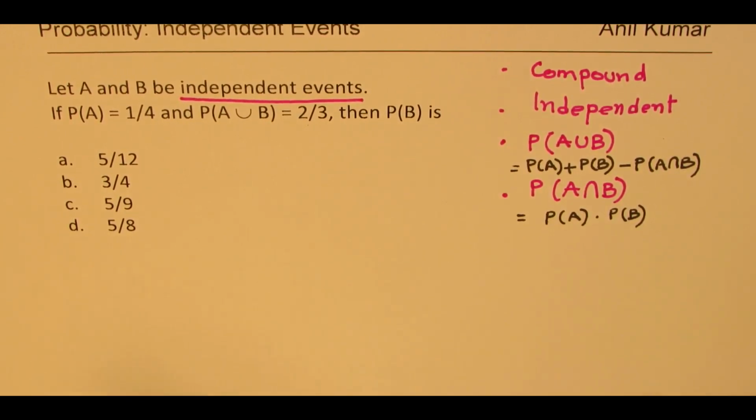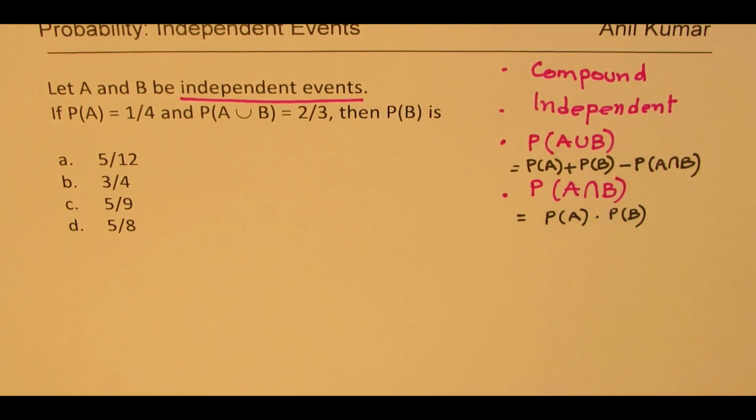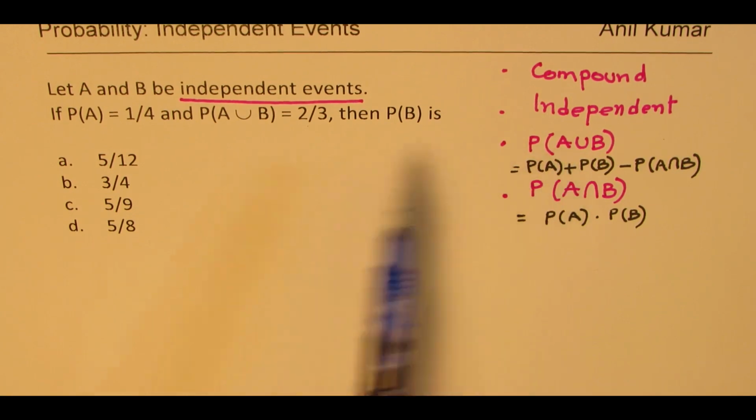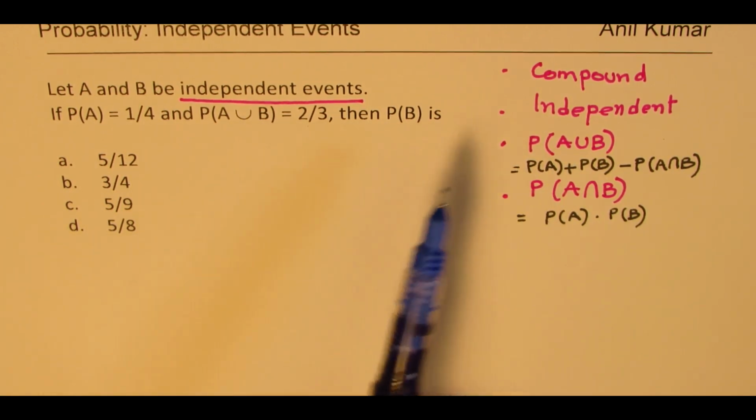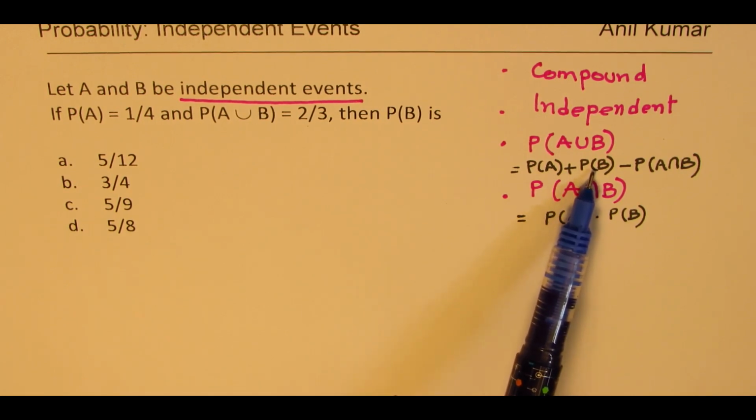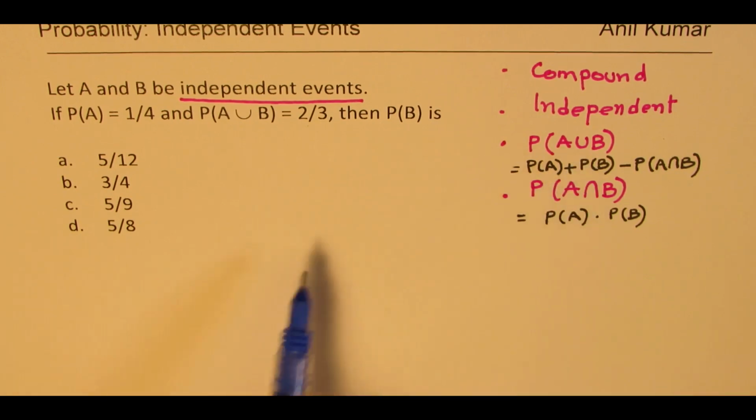Now in the given situation, we need to find the probability of B. I think these equations should help you to figure it out. So you can pause the video at this stage, write down the answer, and then look into my suggestions. So we could start with this particular equation. We are given probability of A union B, right? We are given probability of A. We need to find B. So we will begin with the union statement, right?